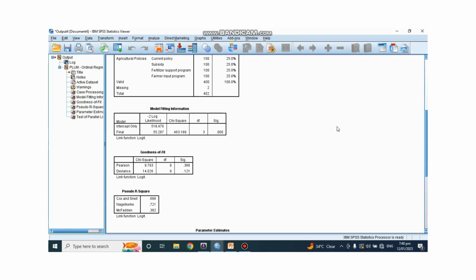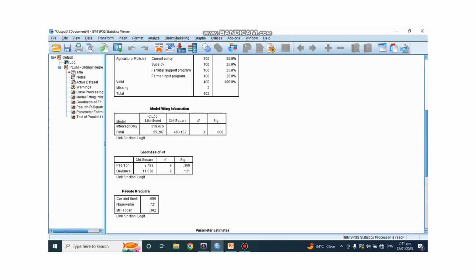So for the model fitting information here, we see that the chi-square with a significance level of 0.000 indicates that the final model with predictors significantly improves the fit compared to the intercepts only model. The intercepts only includes just the intercept, whereas the final includes the predictors as well. And here we can see that it is significant.